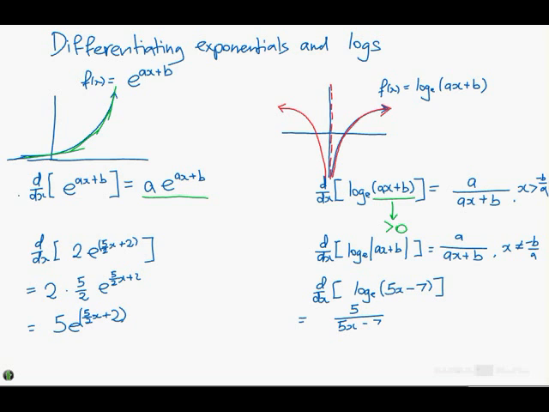And remembering to put in the restrictions on x: x must be bigger than negative b on a. Negative b is 7, a is 5. Because this function here is only a one-sided function, right? So it's more like the blue function we have here, where it's only defined for one side. So yeah, there you go.